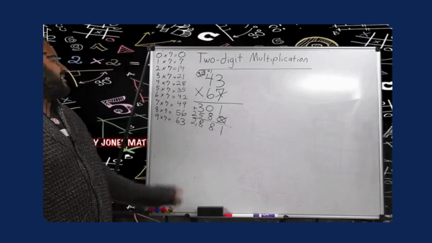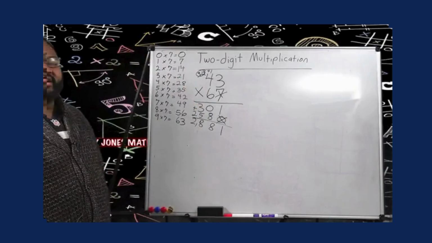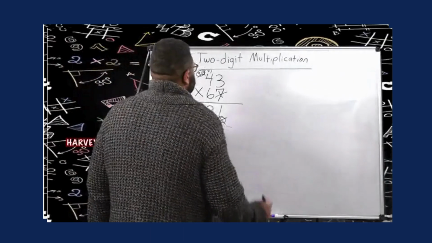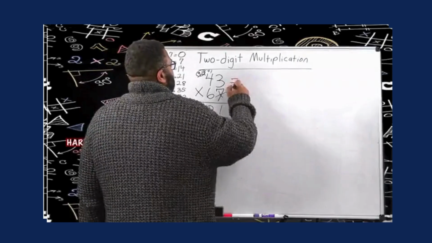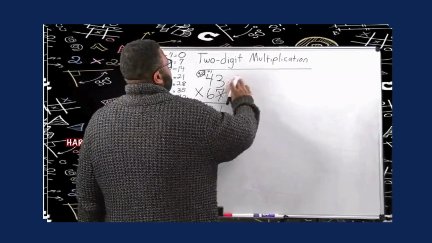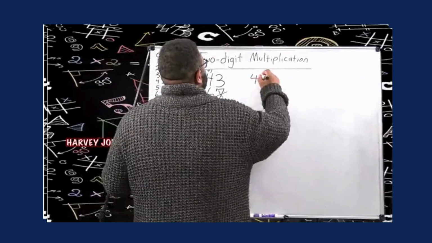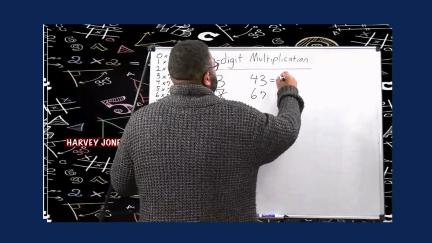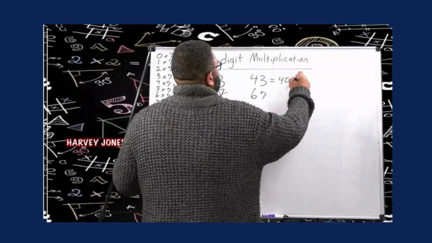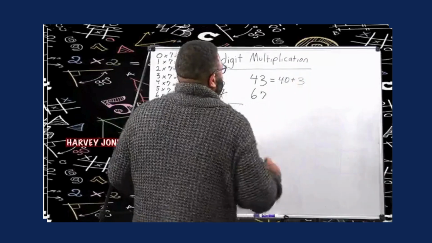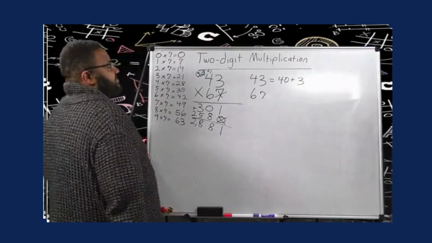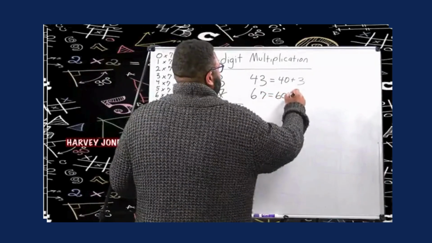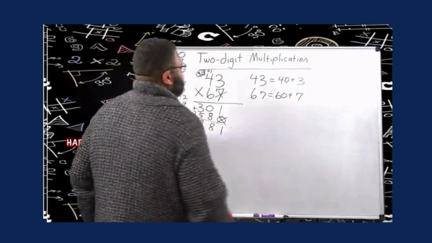So right now, this is Daddy's way. I'm going to do modified Daddy's way now. All right, so what do I need to do? Well, I done messed that up. Let me come back over here. 43, 67. Expanded form says 40 plus 3. Expanded form says 60 plus 7.